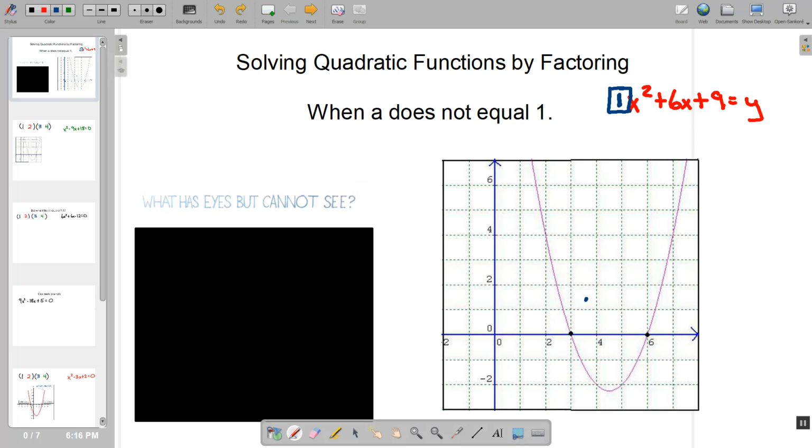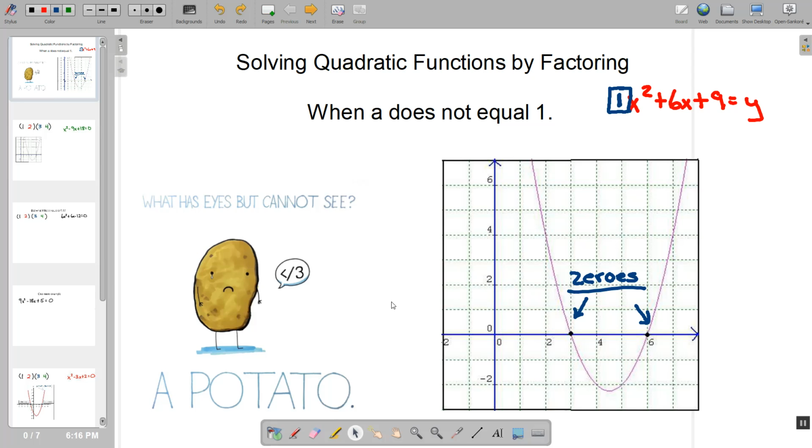A quick reminder: when we're looking for solutions to quadratic equations, we are looking for the x-intercepts, or what we will frequently call the zeros, because it's where the function is equal to 0. So make sure you keep that in mind as we start working on some of these problems.